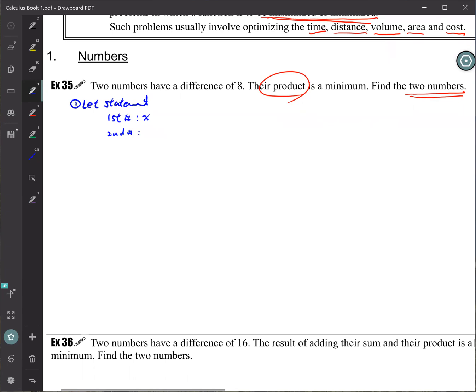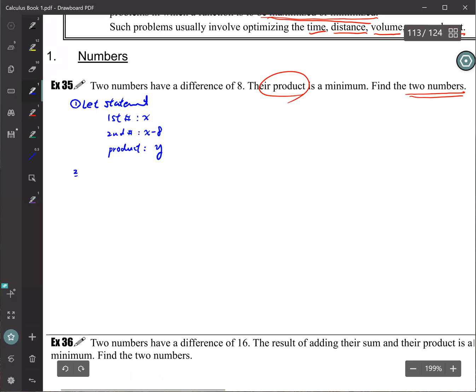Can we also do x plus 8? Yeah, because it would still have a difference between the two numbers of 8. Very good, as long as they are 8 apart. So let's say we just pick x minus 8. There you go, that's the two numbers that we want to find. And then the thing we want to minimize is the product, so the product will be the y. Remember you need to identify what you want to optimize.